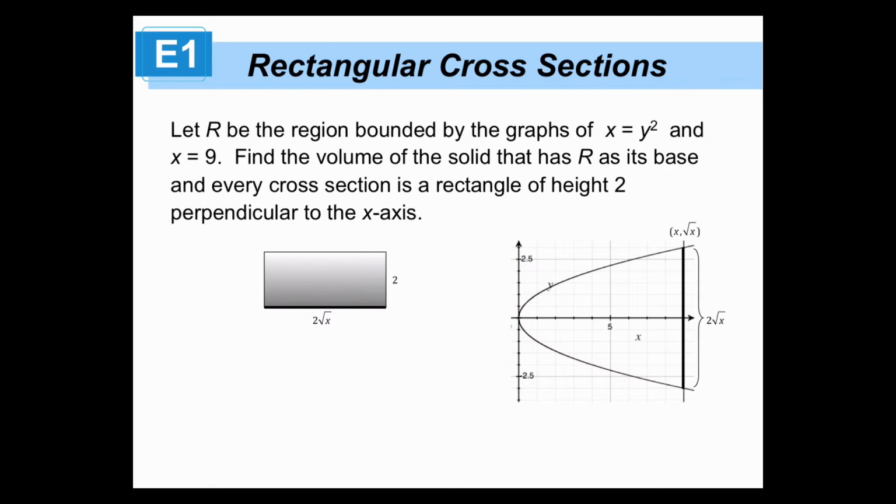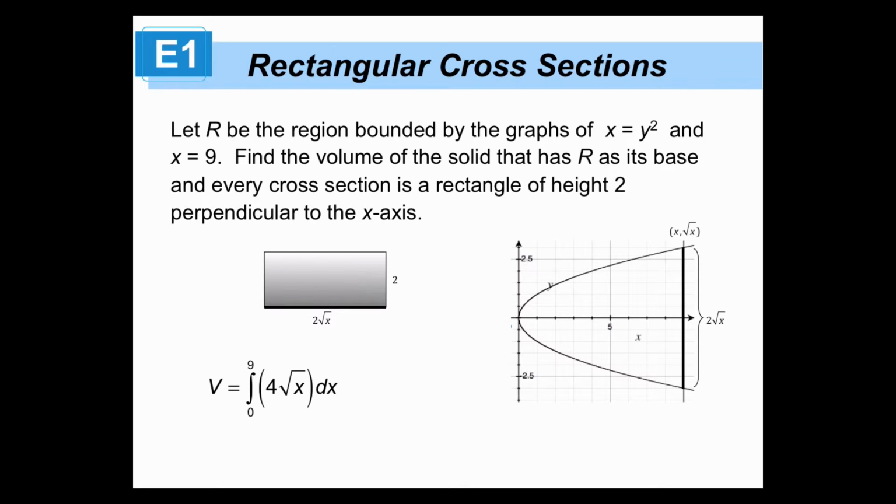We're taking rectangles from where to where? 0 to 9. And what's the area of that rectangle? 2 times square root of x times 2, also known as 4 root x. Fairly easy integral, yes?